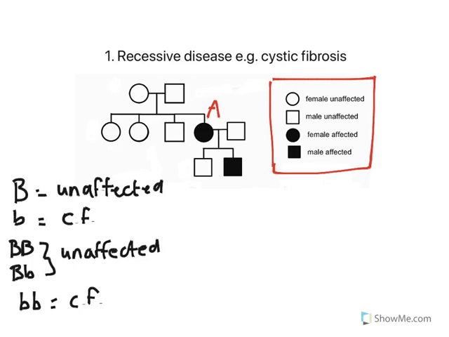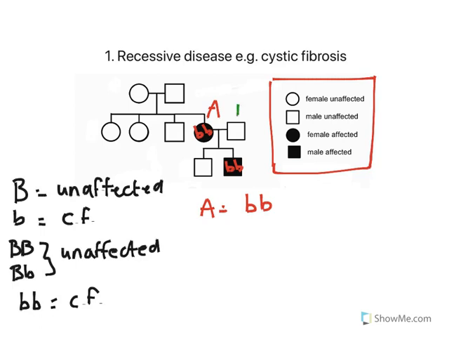Getting back to person A, it's actually pretty easy to figure out what they are because they are affected, so they have to have the genotype small b, small b. Similarly, their son also has to have 2 small b's because he is also affected.